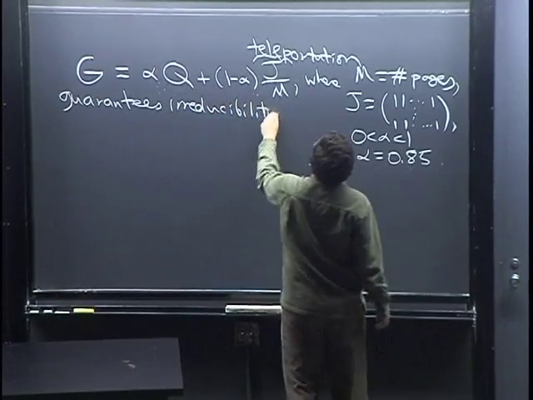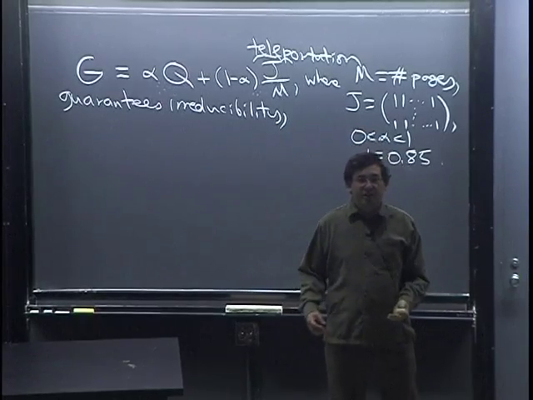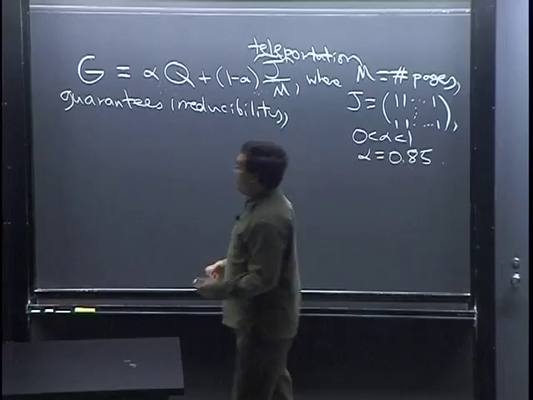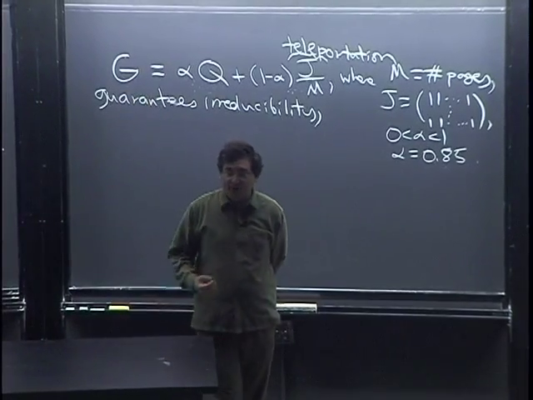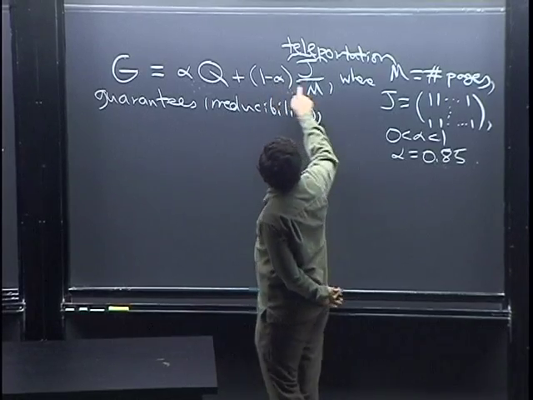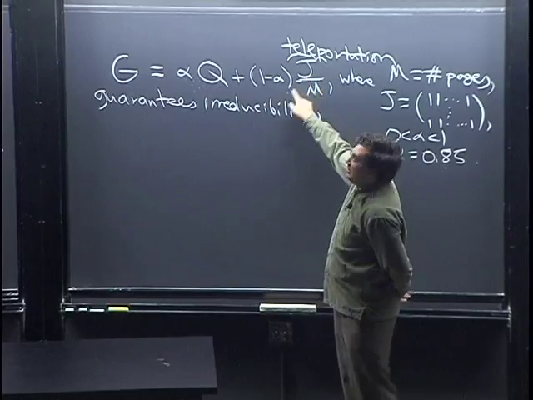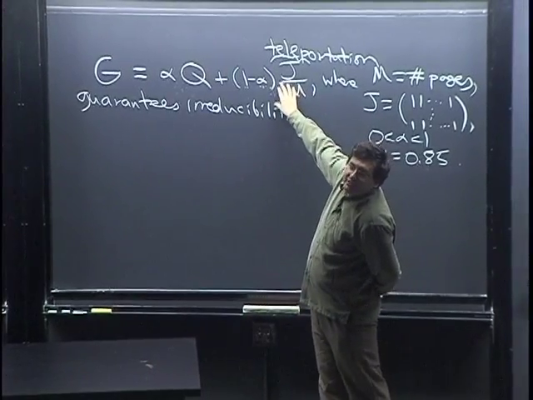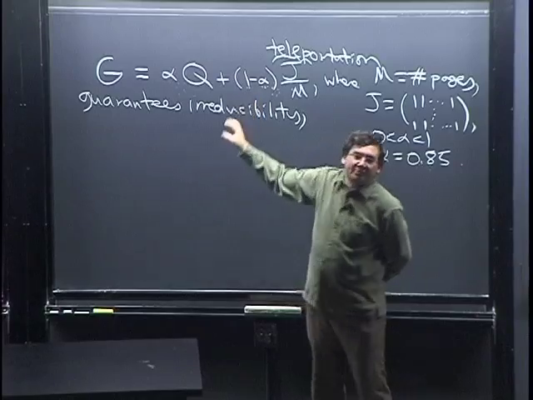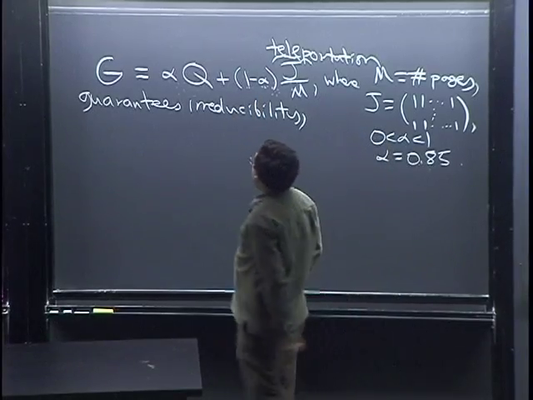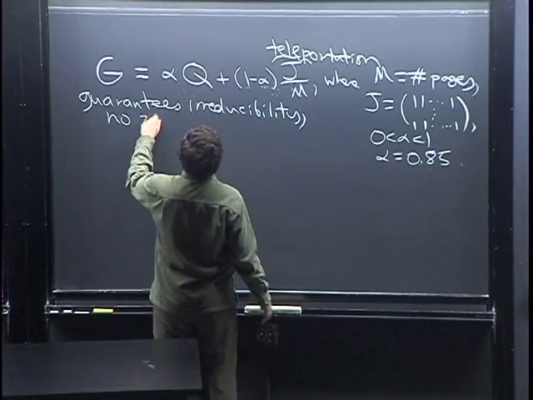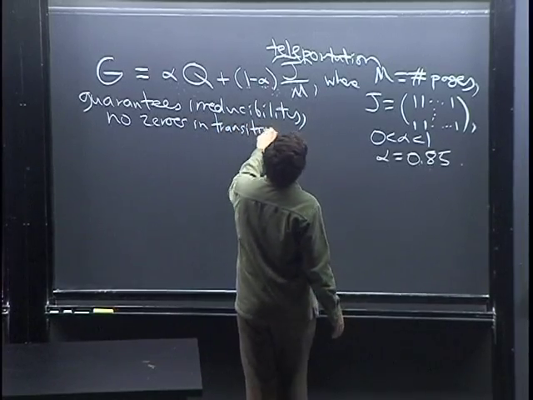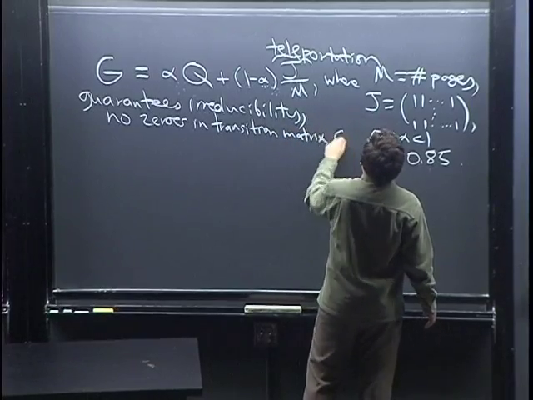And we have the other result, that the nice case is when some power of the transition matrix has all entries positive. In this case, notice, this is extremely tiny, right? If alpha is 0.85, this is 0.15, over m, where m may be 10 billion. So you're adding some tiny number, but at least everything's positive. You don't have zeros anymore. So no zeros in the transition matrix G. So that has some advantages.